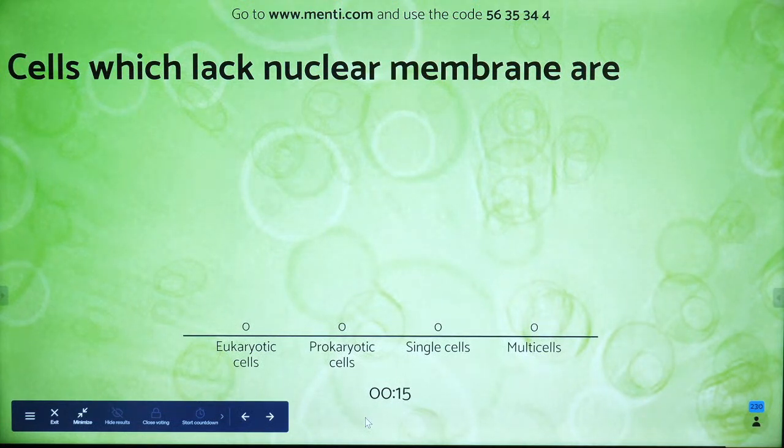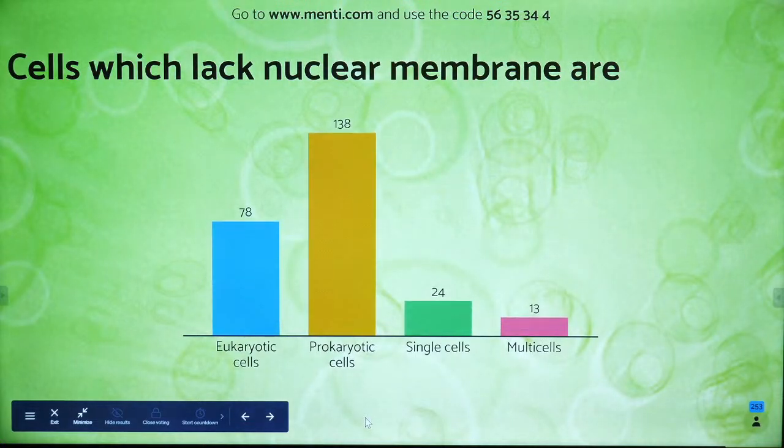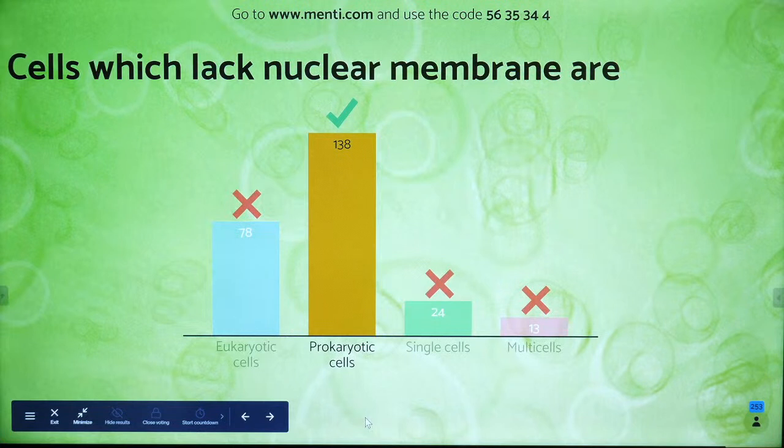Which cells lack nuclear membrane? I told you this during the Menti. Very good. It is the prokaryotic cells. Example, bacteria.